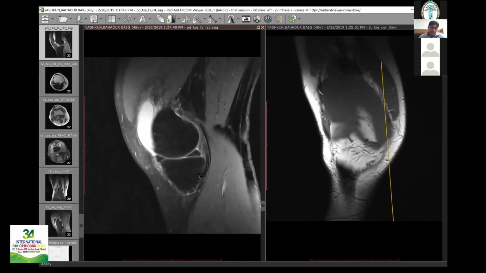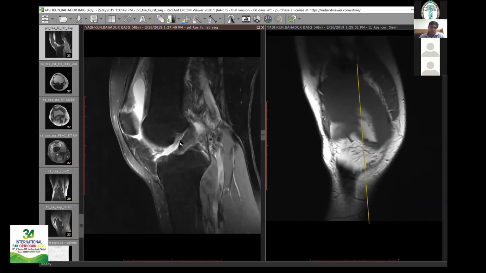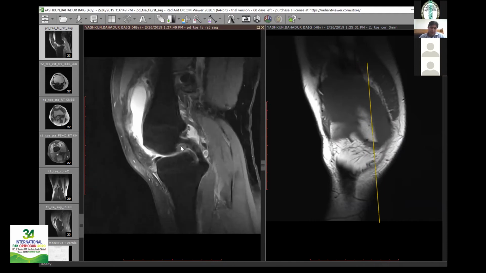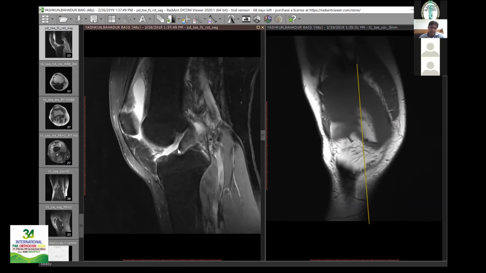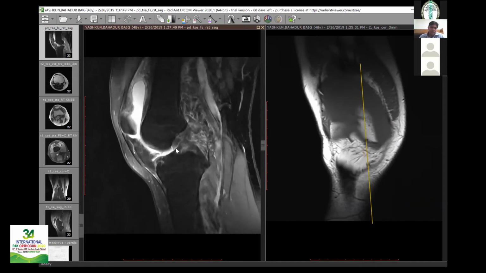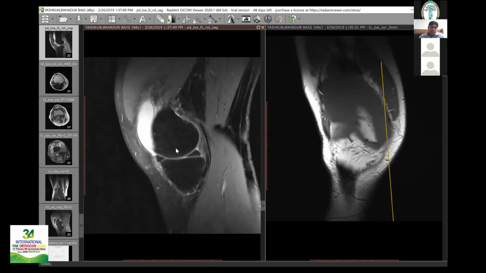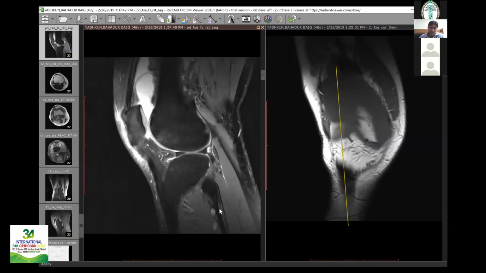As we move towards the center of the knee, then you can appreciate the posterior cruciate ligament. This is the anterior cruciate ligament, this one. So you can appreciate that there are some abnormal signals here near the tibial attachment suggestive of a partial thickness tear. And then you move further towards the other side. So you can appreciate that this is the lateral meniscus, and this is the fibula.